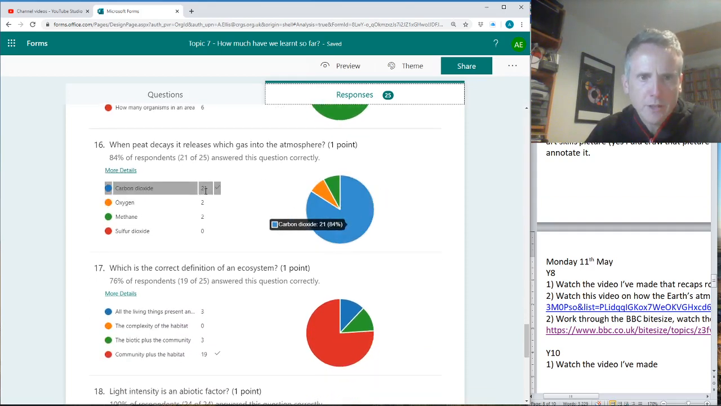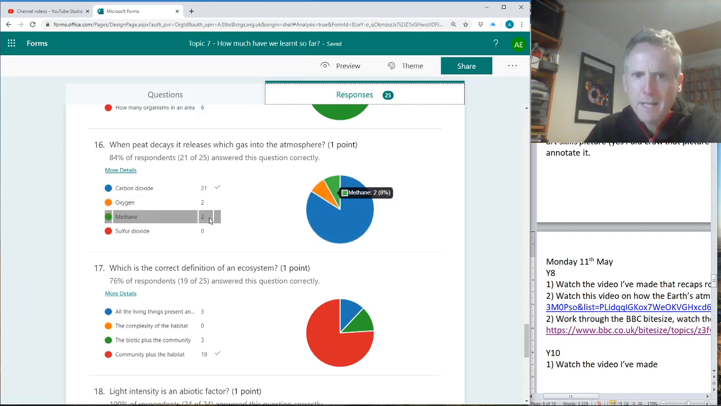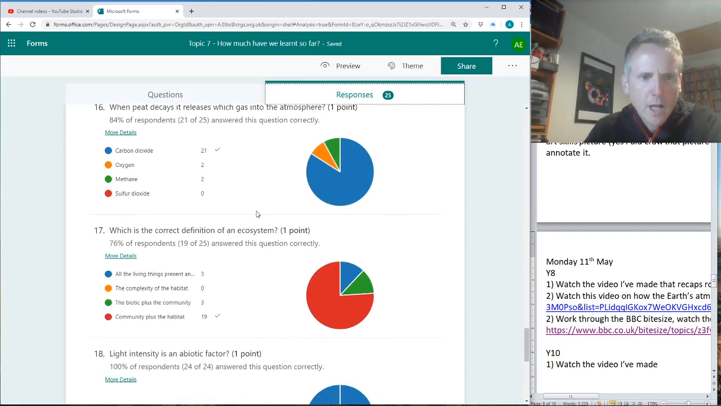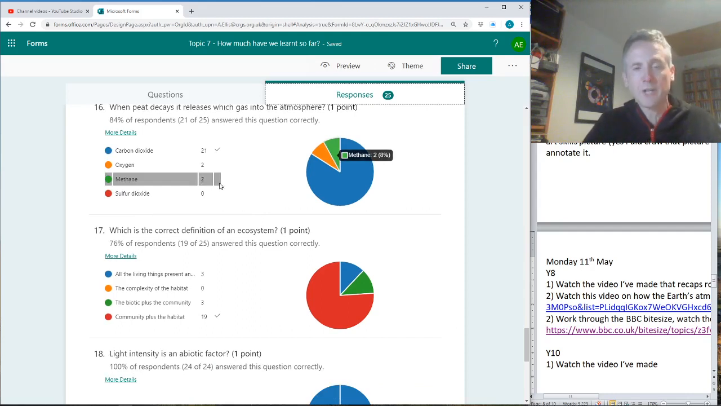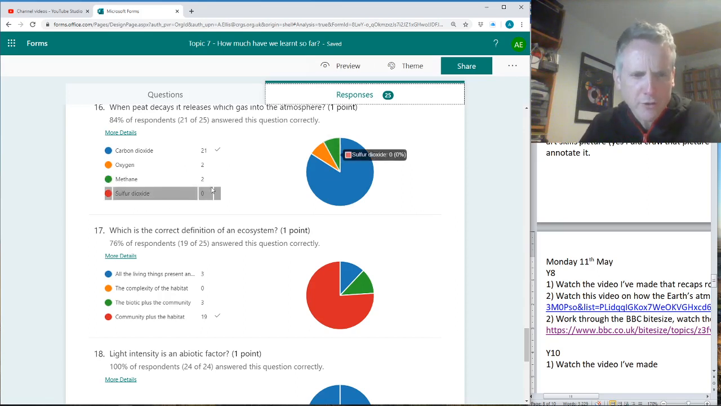21, peat decays, it releases which gas? Yeah, carbon dioxide. A few of you put in oxygen. Nope. Methane, you need anaerobic conditions, so no methane is released. Even though we said it's anaerobic, it only decomposes when it dries and that lets oxygen in. We'll see with what we're doing today.